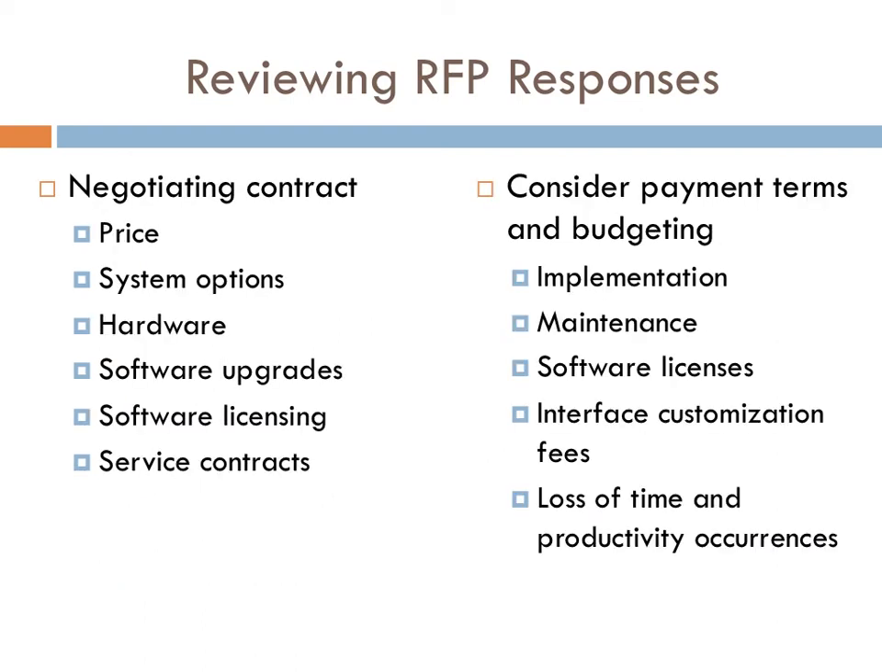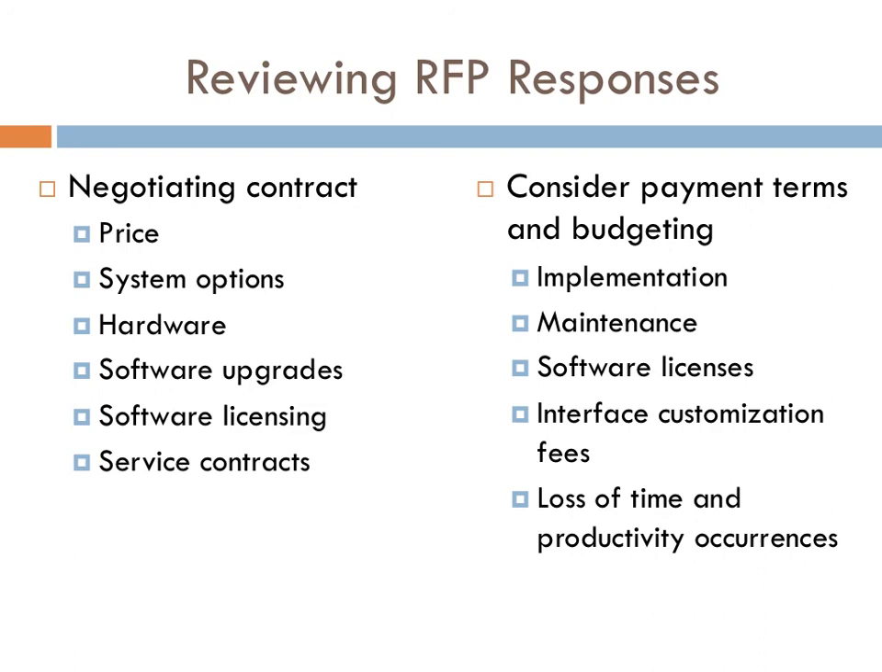So when reviewing RFP responses, you are going to come down to negotiating a contract and payment terms and budgeting. You don't necessarily have to have your selection narrowed down to one vendor in order to start this process. If 2 vendors are agreed upon and it is hard for the selection committee to choose between the 2, oftentimes the final decision comes down to negotiating the terms and conditions of the contract. The vendor who can give the purchaser better terms and conditions will then win out.